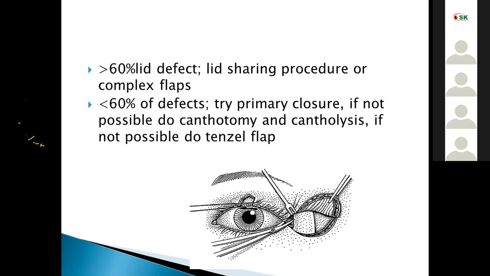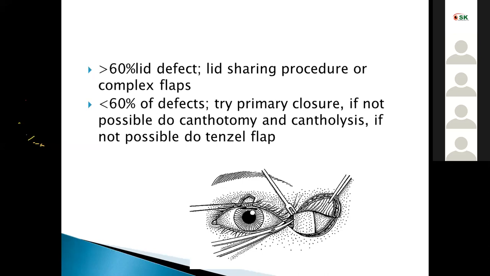So of course there are so many formulas that have been described, especially when you're residents. Most of the time you don't have to remember these when you're doing the procedure. Immediately you see that this defect is less than 60%. Then the first thing you try to do, as you can see in this diagram, is a primary closure. If primary closure is not possible, then the next step is to try and do a canthotomy and cantholysis to release more tissue and see.